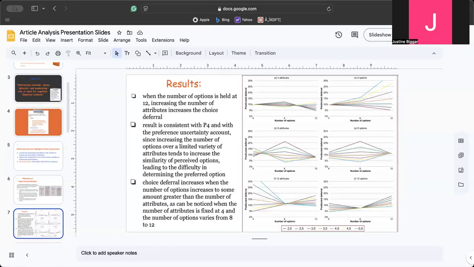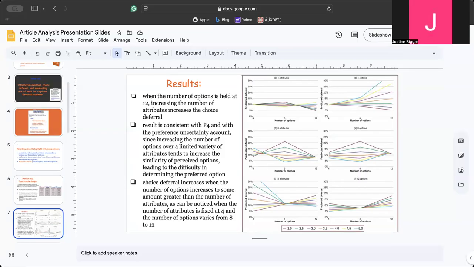So the results, I know this looks like a lot, but it's actually pretty simple to understand once I break it down. When the number of options was held at 12, increasing the number of attributes increases the choice deferral. So basically, the more options, the more likely the consumer is going to opt out from choosing one thing.